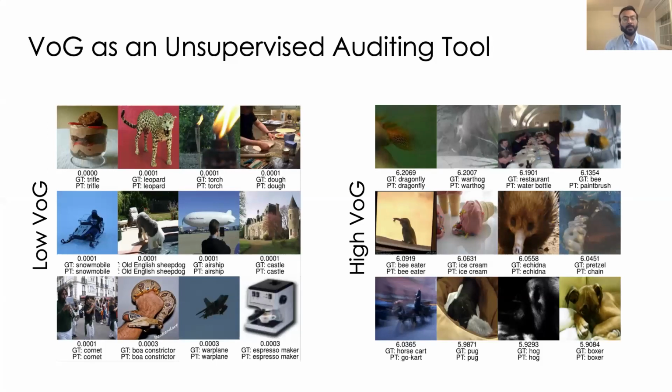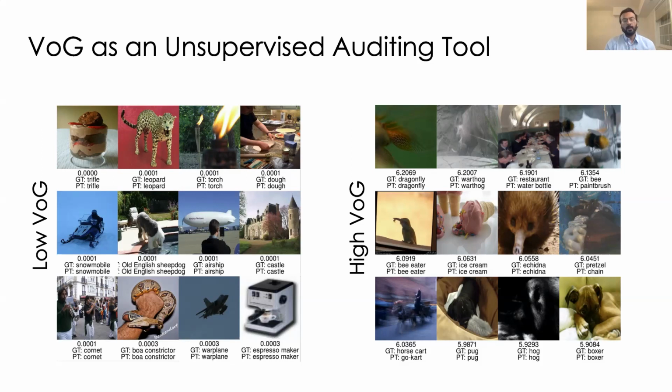To our surprise, we actually see similar patterns as we saw for the ground truth VOG scores, where images that were correctly predicted by the model were more object-centric as compared to the high VOG samples, where we see blurred out images or images where the object was too much zoomed in. And hence, that gave us a good indicator that VOG can actually serve as an unsupervised tool, since we do not use any ground truth information of the respective images.